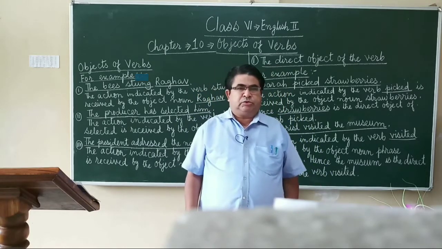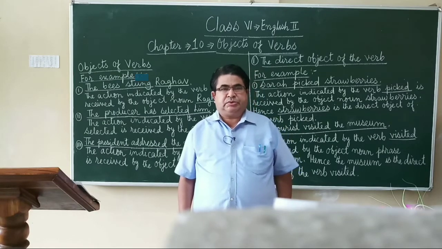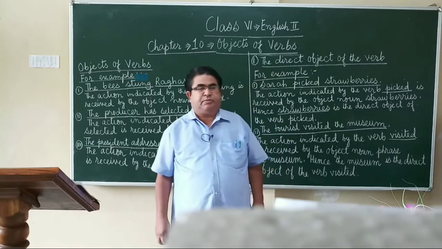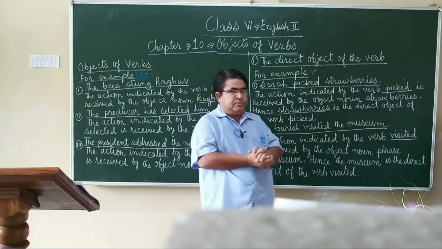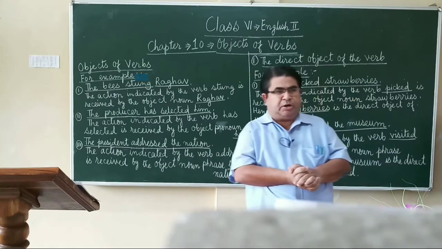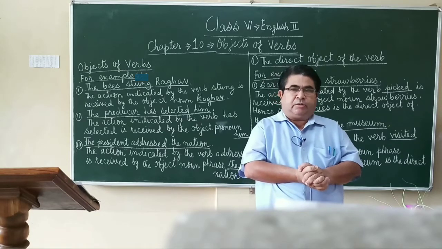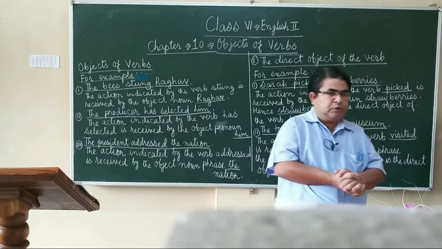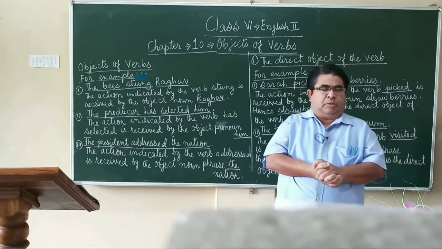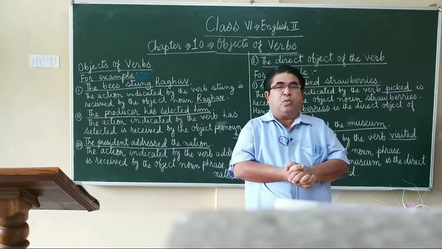Hearty welcome to our online class of Class 6, English 2, chapter number 10, and the name of the chapter is Objects of Verb. Children, today I am going to teach you objects of verb, direct objects of verb, indirect objects of verb. Before learning objects of verb, children, let us know what is a verb.